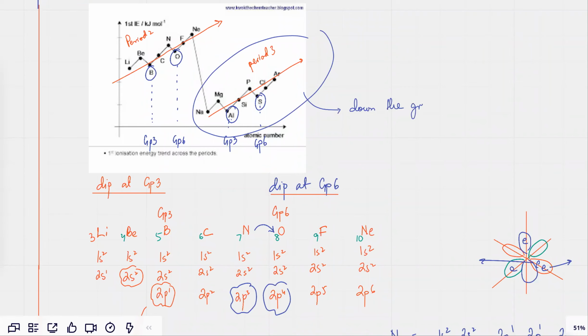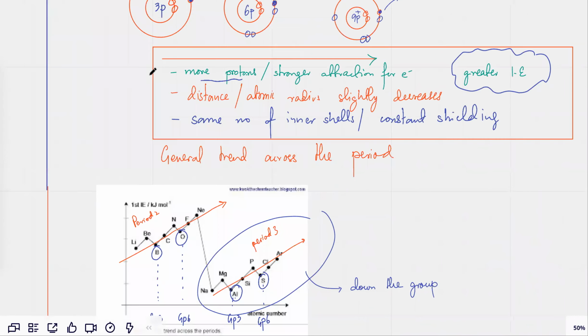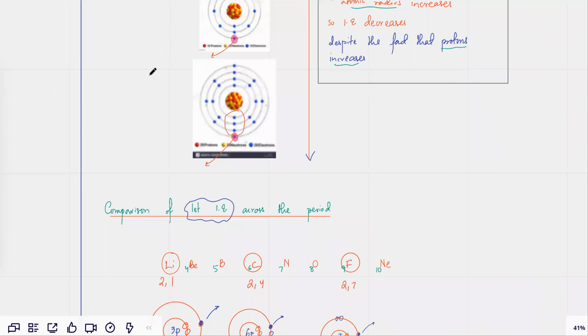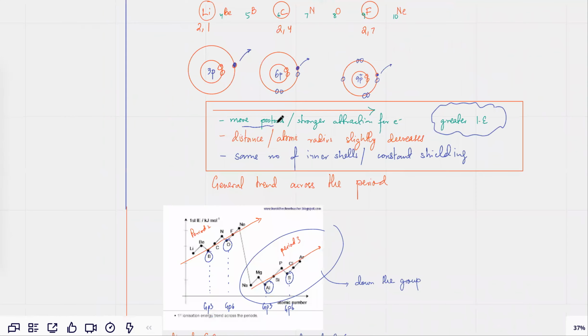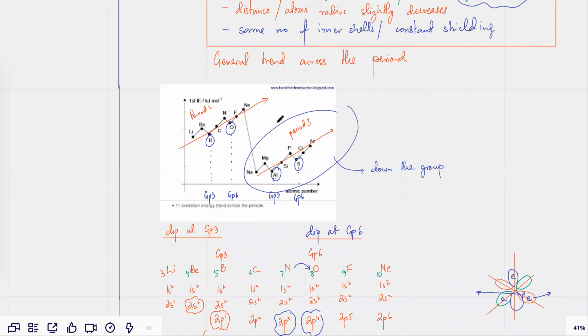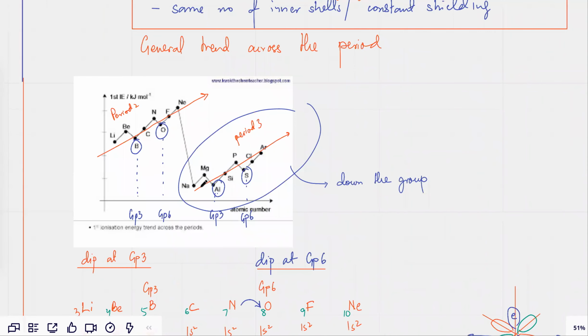Which is why it becomes easier to remove electrons. What happens when you move down the group? The number of shells increases, so it becomes easier to remove electrons. So the trend is exactly the same as when you're moving across a period. But as soon as you move to the next period that's lower down, you've got bigger atoms, the electrons are further away. So the trend is exactly the same except that it's lower. Is this point clear?